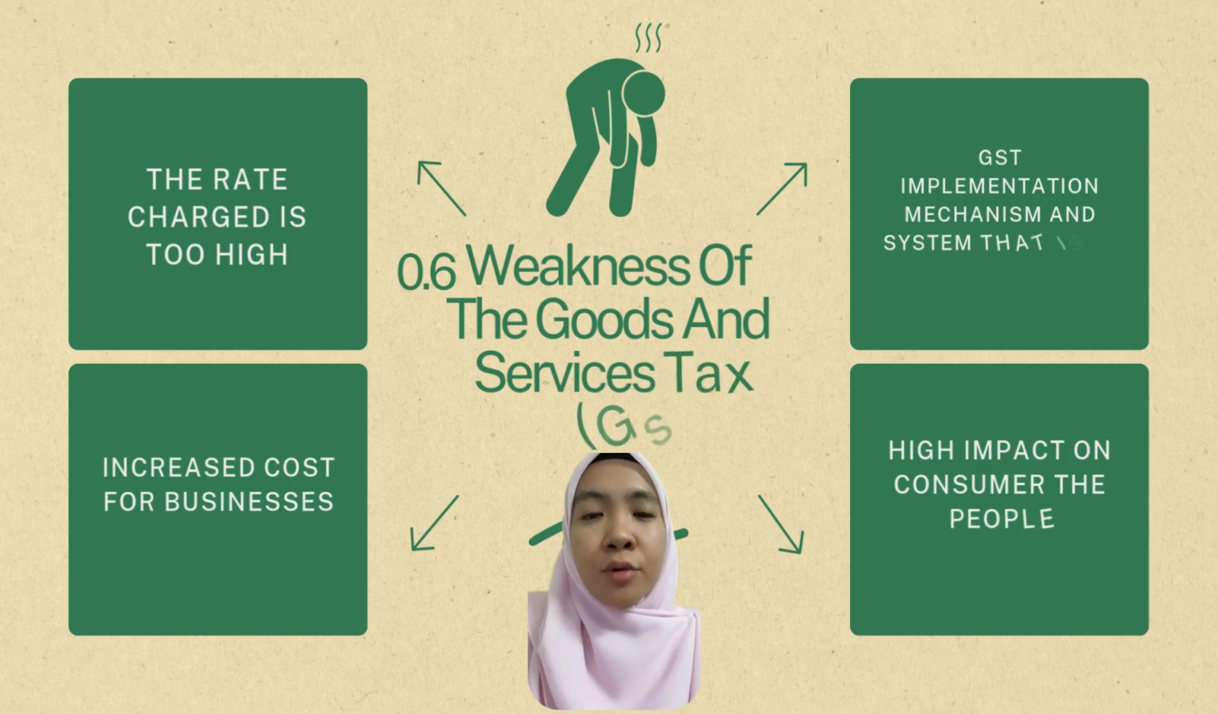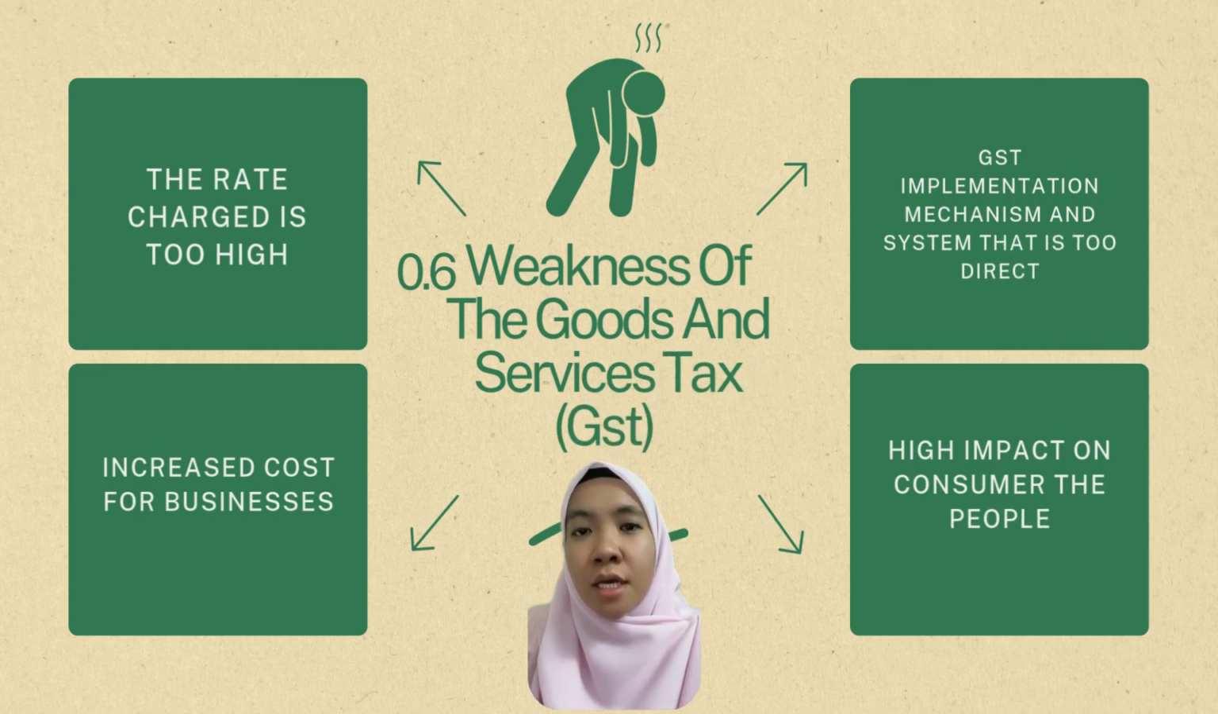Okay, next we look at the weaknesses of GST. The first one is the rate charged is too high. According to Muhammad 2023, one of the reasons why GST is being rejected by the people is because the rate charged is too high, that is 6%. At the initial stage, it should be introduced at 2% or 3% only, and then can be increased slowly to 5% or 6% from year to year.